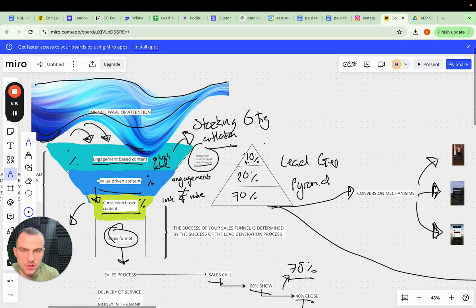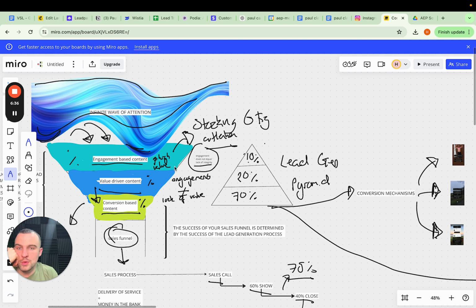So, what is this triangle? I'm sure this might have caught your attention. This is the lead generation triangle. The lead generation triangle is inversely related to the engagement-based content channel. You see, when your engagement-based content is at its best, your lead generation is at its lowest level of importance.